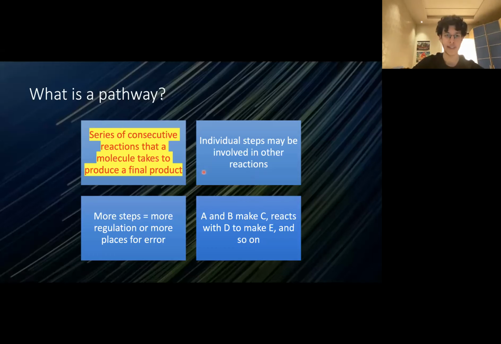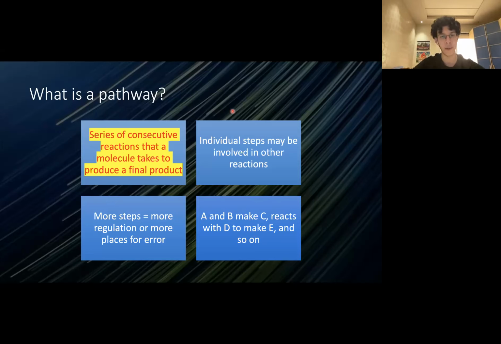Now, before I get into that, I want to talk about something called a pathway. A lot of you may not have taken what a pathway is before, and a lot of you may have. So just so everyone's on the same page, a pathway is defined as a series of consecutive reactions that a molecule takes to produce a final product. In simple terms, A and B will make C, C with D will make E, etc. That's to keep it simple.